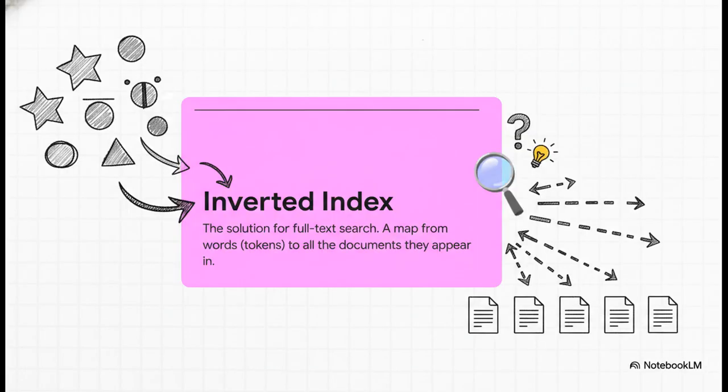And what about for full-text search? Well, the answer there is something called an inverted index. It's a simple idea that completely flips the problem on its head. Instead of mapping a document to the words inside it, it maps every single word, or token, to a list of all the documents where that word appears.